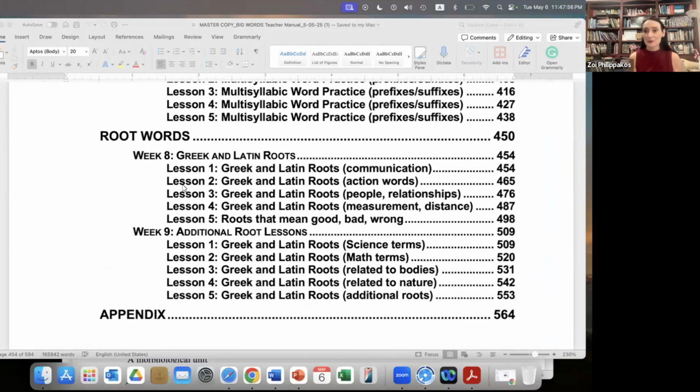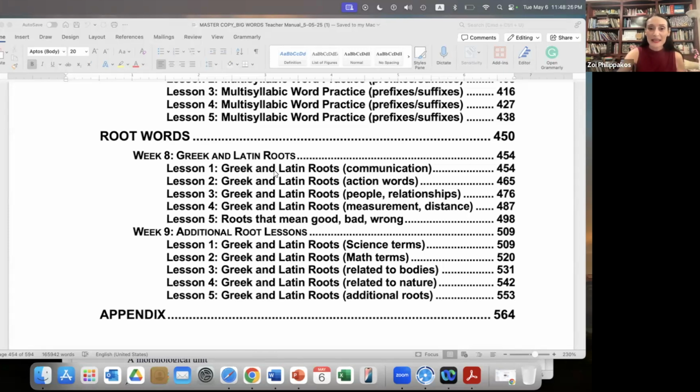We have Greek and Latin roots, and you see we have classified them as meaning, communication, as action words, people, relationships, measurement, distance, again, because we're trying to show to the students the meaning that is carried behind the roots and how they are functioning in words and what they mean. Also, we want them to be thinking, what other words come from these roots, especially as we're looking at Greek and Latin roots and how they may be used even in social studies and science.